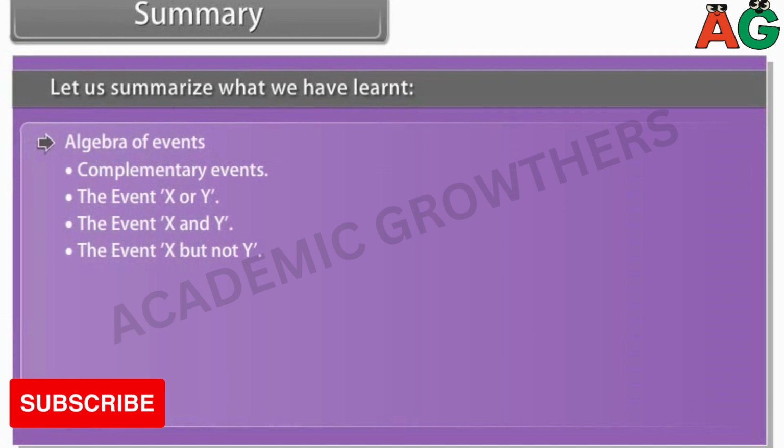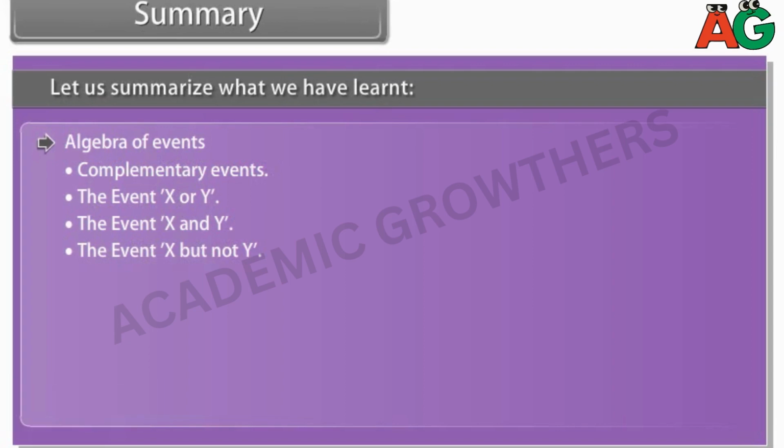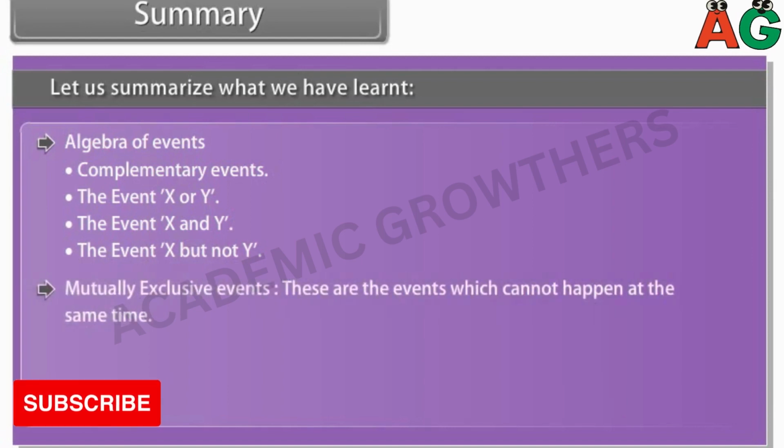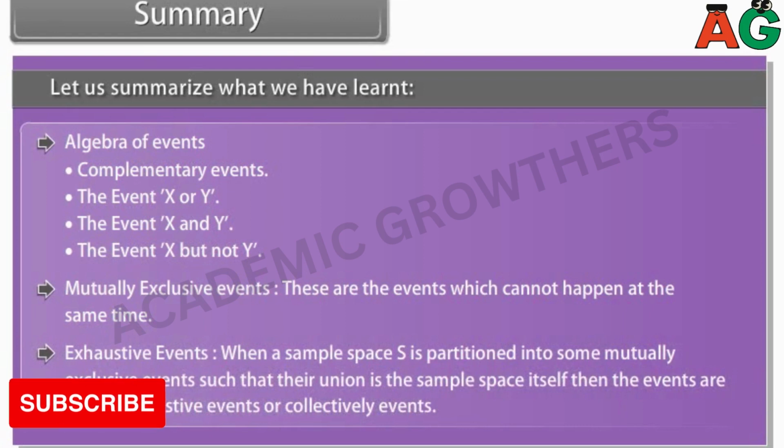Algebra of events. 1. Complementary events. 2. The event X or Y. 3. The event X and Y. 4. The event X but not Y. Mutually exclusive events are events which cannot happen at the same time. Exhaustive events: when a sample space S is partitioned into some mutually exclusive events such that their union is the sample space itself, then the events are called exhaustive events or collectively exhaustive events.